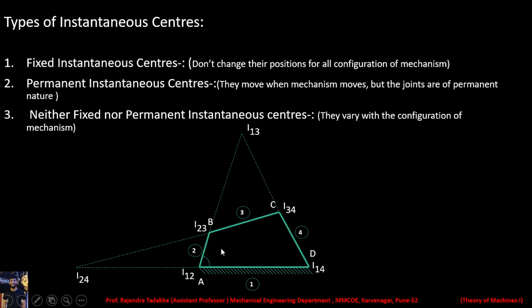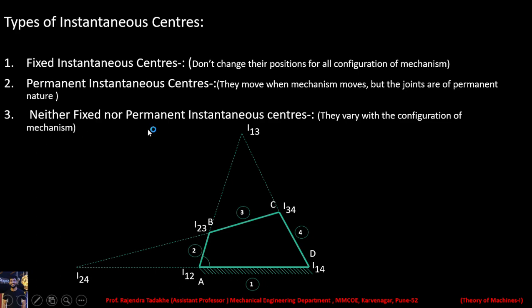But if the configuration changes, let's say the initial configuration is link AB making an angle of 60 degrees with the fixed link. If the point B goes to this position, then I23 will come to this position, and at the same time I34 will go to this location somewhere. So that is the difference between the permanent instantaneous center and the fixed instantaneous center.